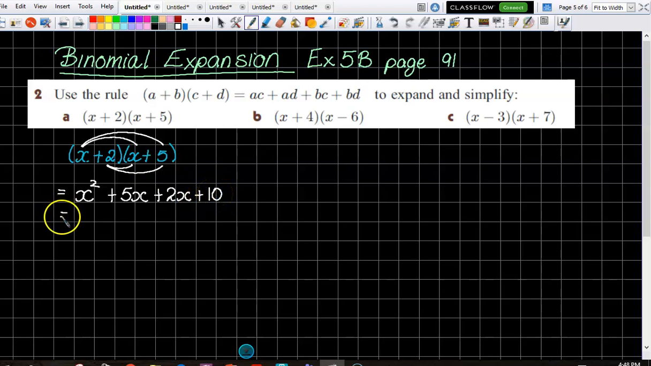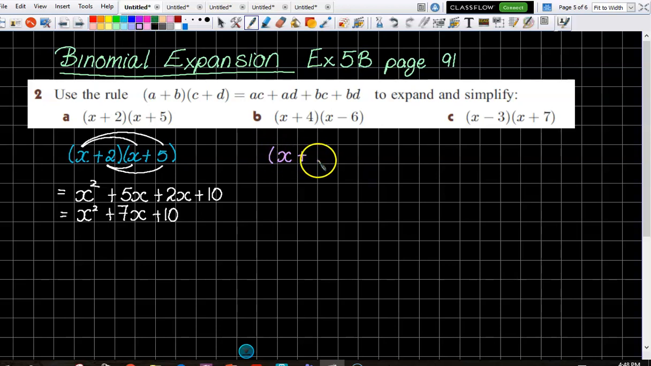We need to check. Are there any like terms? Of course there are, right? There's only one x squared, but you can see we've got a 5x and another 2x, which makes 7x. Okay, and this is all we have to do over and over again, and we just practice. So it's really going to help you with your times tables, and of course, adding and subtracting positive and negative numbers, which I think we do need a little bit of help and practice with. So let's have a look at B.